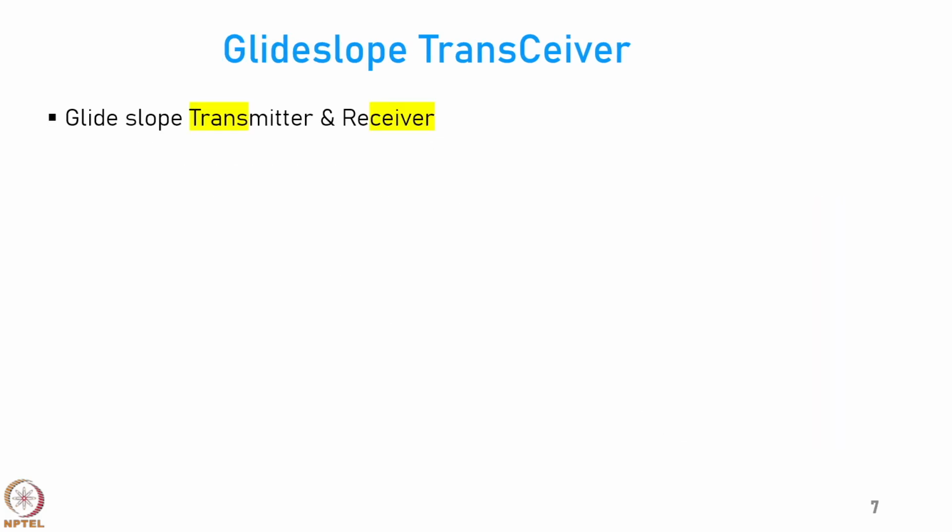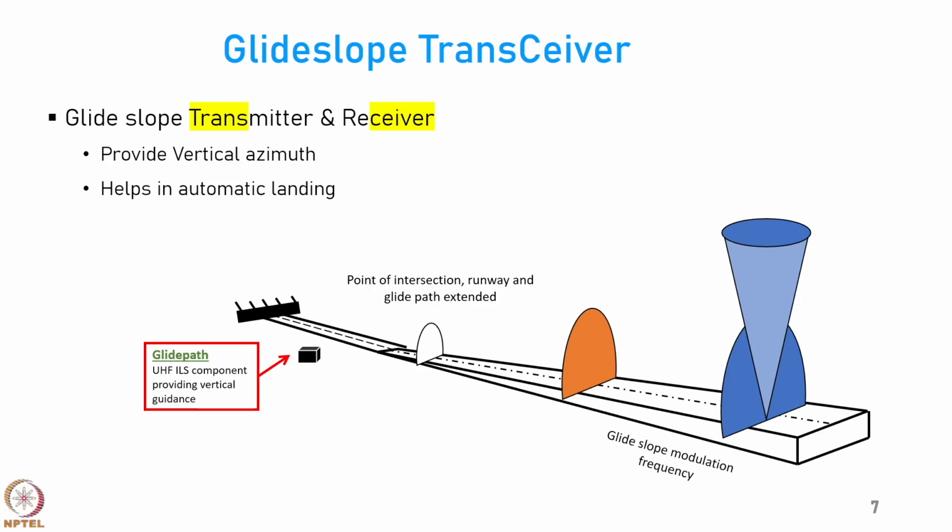The next component is a glide slope transceiver, which is a glide slope transmitter and receiver. This provides the vertical azimuth, and that helps in automatic landing also. The glide slope transceiver is a UHF component providing vertical guidance, mounted generally on one side, the left side of the runway at which you are approaching.